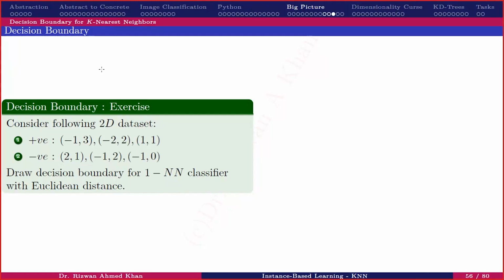Okay, now this is like I'm giving you a toy data set, an exercise. There are 3 points in positive class, let's say this class, and 3 points in negative class. And I want you to draw its decision boundary for one nearest neighbor classifier. Right? You just plot those points in Euclidean space, draw their perpendicular bisectors, and have a decision boundary. You can do it in your copies, in your notebooks. You have 2 minutes.